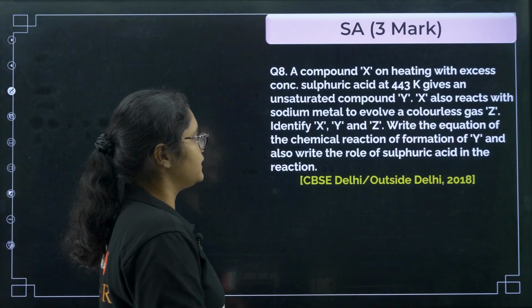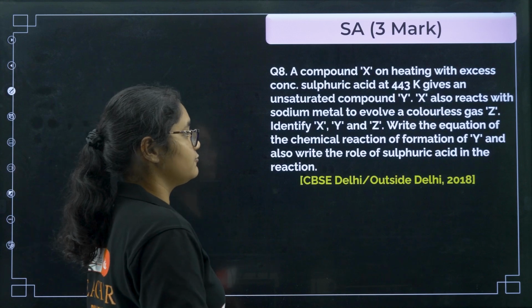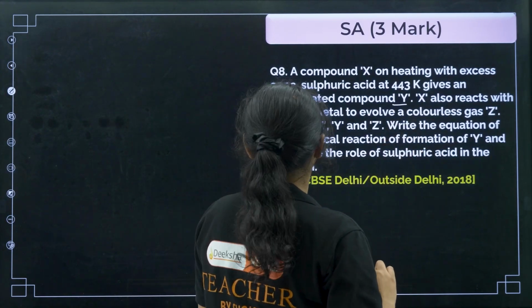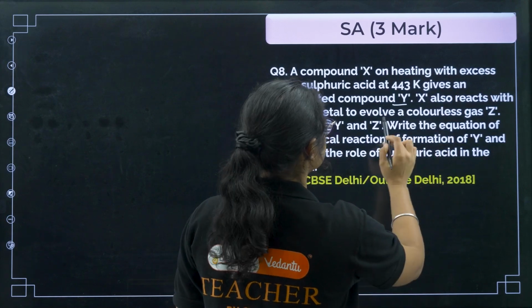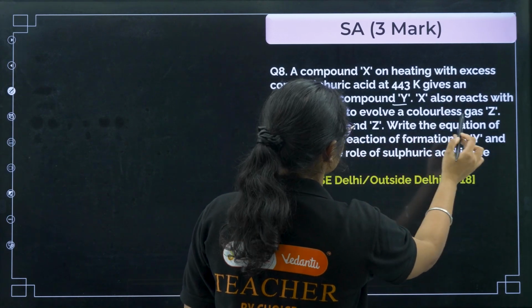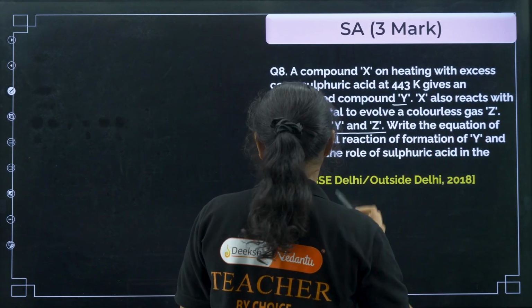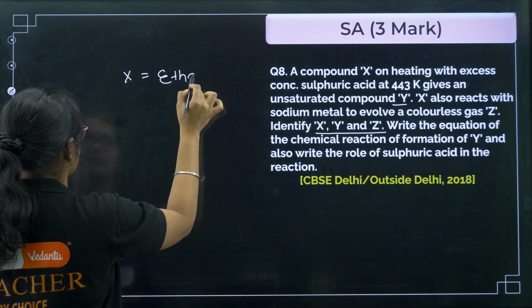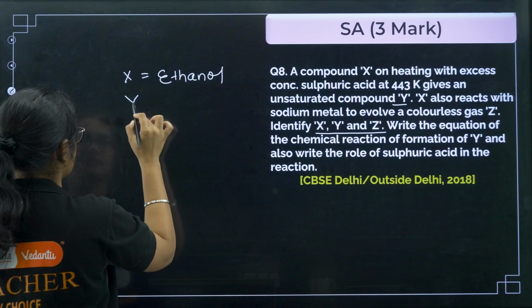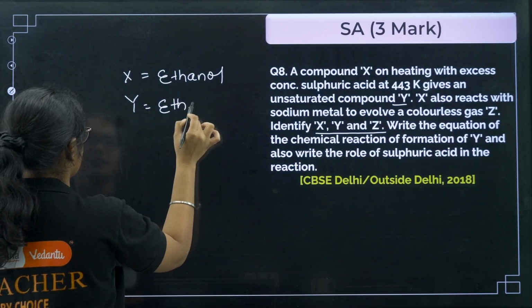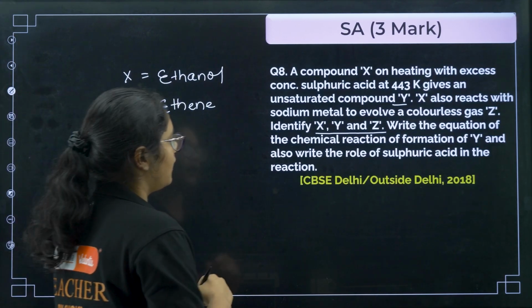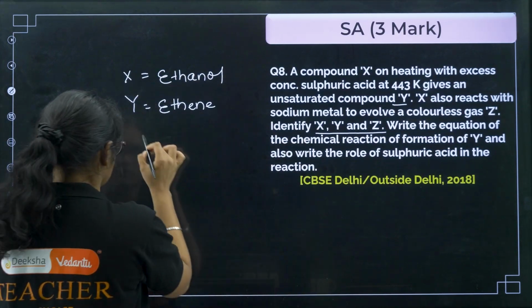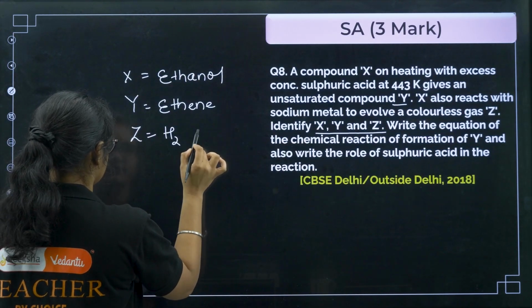A compound X on heating with excess of sulfuric acid at 443 Kelvin gives an unsaturated compound Y. X also reacts with sodium metal to evolve a colorless gas Z. So identify X, Y and Z. So X definitely is your ethanol, right, because it reacts to give you what? Ethene. So Y is ethene. Okay. Next, what is it giving? It reacts with sodium to produce a gas. So Z is your hydrogen gas.